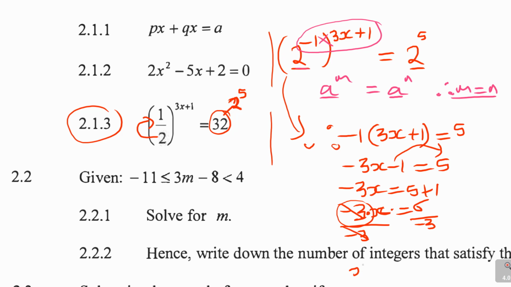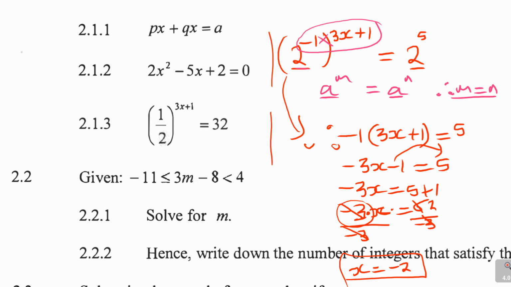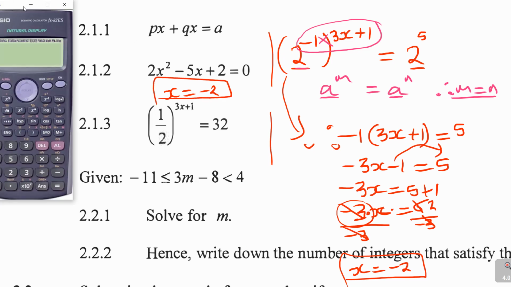So what is my x? Use a calculator, 3 into 6 is 2, but there was a negative. x is negative 2. So what do I do? Do I just leave it like that? No, I take my value for x is equal to minus 2 and I test it. So let's take a calculator and test that value here.